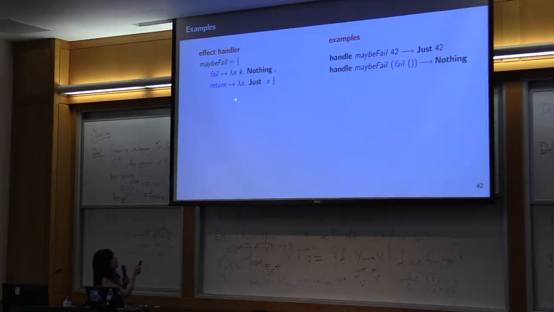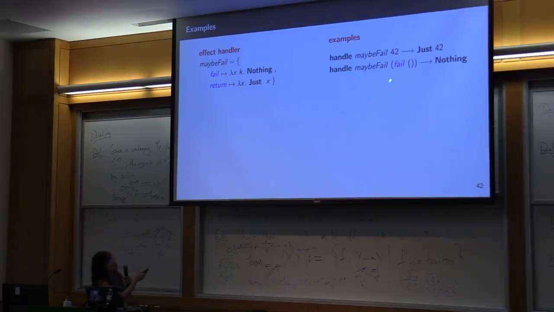And otherwise, if your computation returns normally, then I know this x is bound to the value of the result of the computation, and I'm going to wrap this value within just. So I'm basically turning the type of the whole program into a maybe. There are some examples on the right. If we handle 42 with a maybe fail, then at that point, the computation being handled is already a value, so it's trying to return from the handler. In that case, we apply this return clause and wrap 42 within just, and we get just 42.